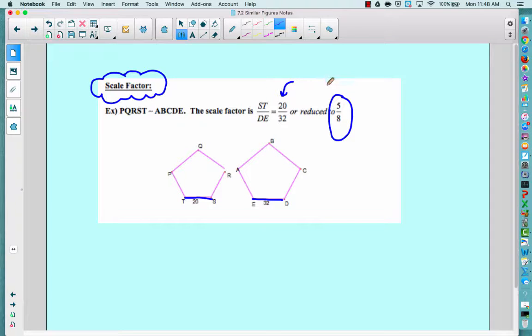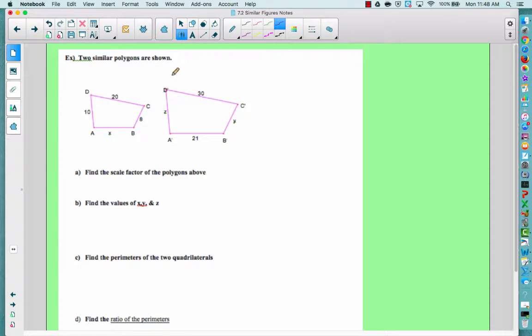So we would say our scale factor is 5 to 8. Now, the variable that I use for scale factor is k. So I would say that k is 5 over 8. All right, so let's talk about how we use that. Let's look at our first example. Two similar polygons are shown. It says find the scale factor of the polygons.